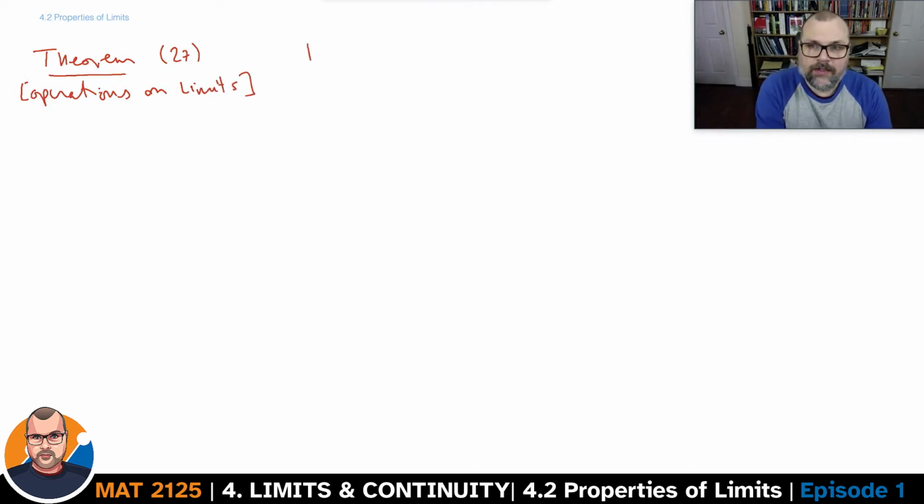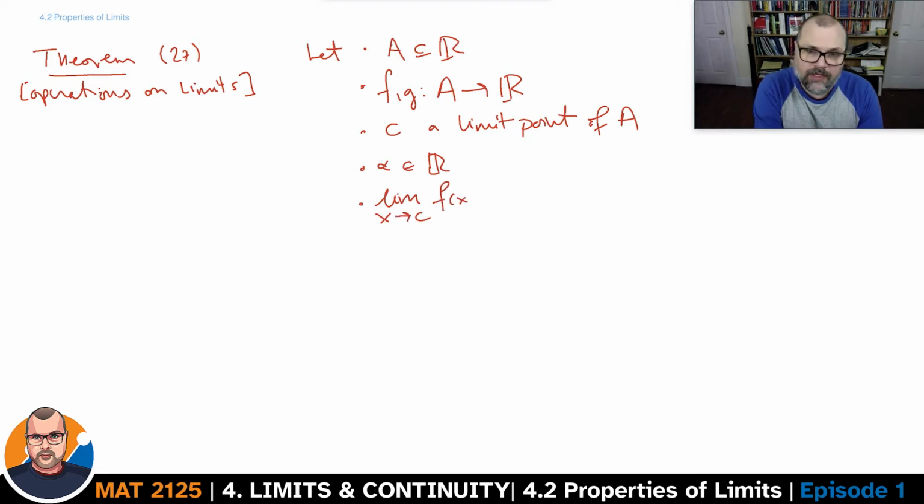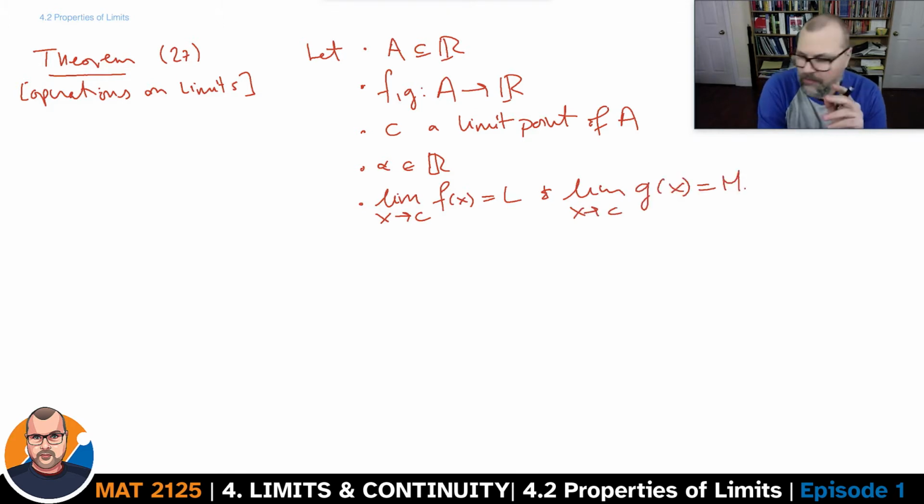As always, we let A be a subset of R, f and potentially g be functions from A to R, c a limit point of A, alpha some constant in R. We'll further assume that the limit as x goes to c of the function f is L, and that the limit as x goes to c of the function g is M. Then the following statements hold.